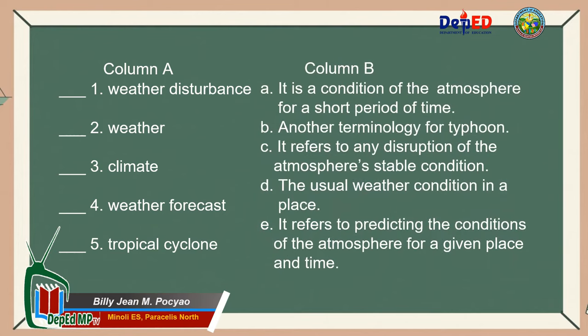Column B has also the following choices. Letter A, it is a condition of the atmosphere for a short period of time. Letter B, another terminology for typhoon. Letter C, it refers to any disruption of the atmosphere's stable condition. Letter D, the usual weather condition in a place. And letter E, it refers to predicting the conditions of the atmosphere for a given place and time. You will have 1 minute to answer this activity.